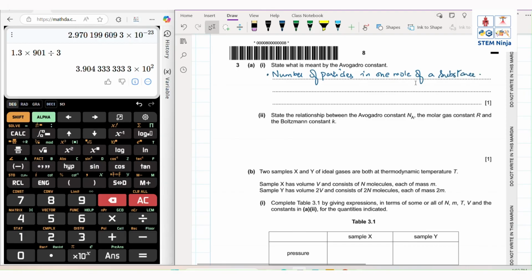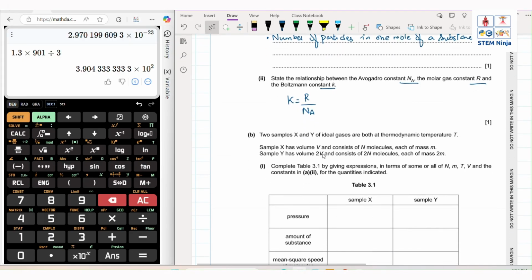You could also say number of particles per unit amount of substance. State the relationship between Avogadro constant NA, molar gas constant R, and the Boltzmann constant k. This is straightforward. We know this. That is R over NA.